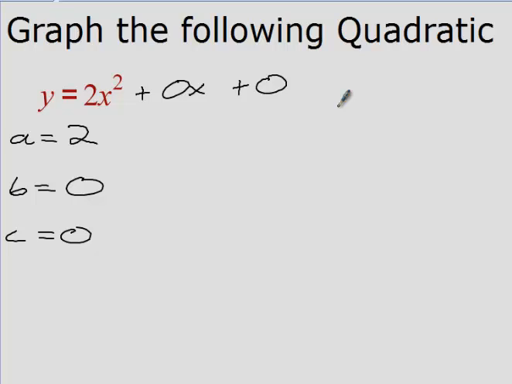If I asked you to write this equation in standard form, this is what I would need to see: y equals 2x squared plus 0x plus 0. This is in standard form. Everybody okay? Yes, no? All right.